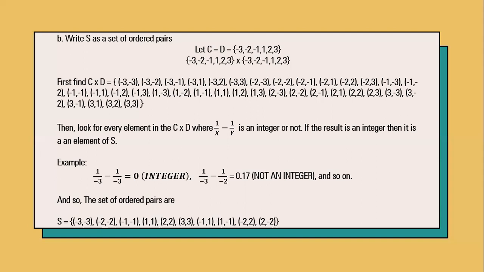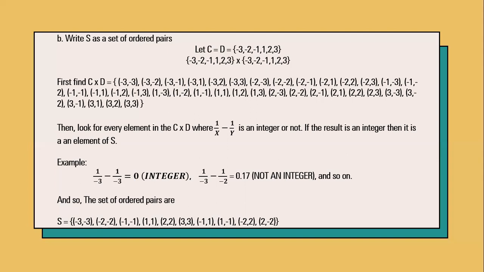And after we completed the product of set C and set D, we must look for every element in the product of set C and set D where 1 over x minus 1 over y is an integer or not. The x here is the range and the y is the domain. So if the result is an integer, then it is an element of relation S.